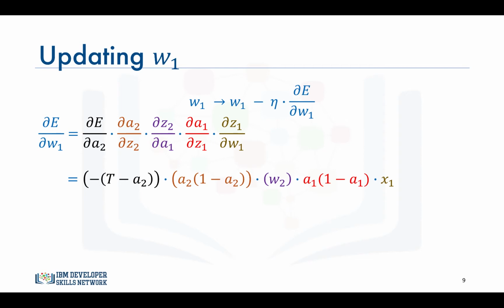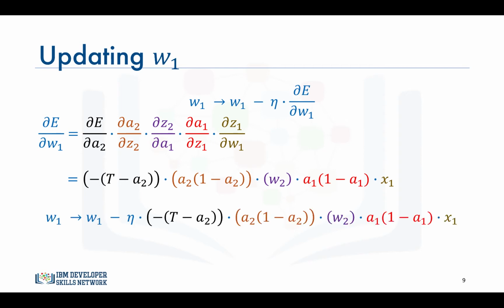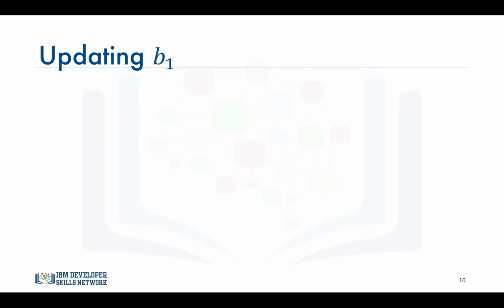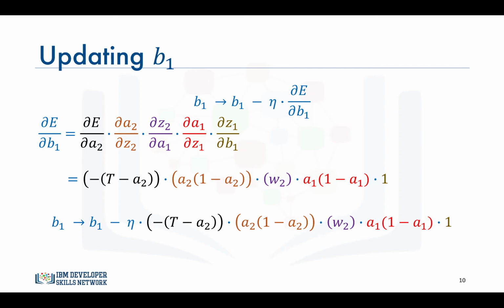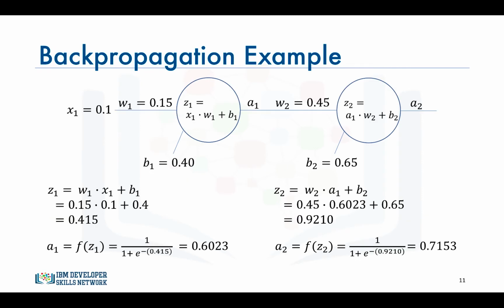Therefore, W1 is updated as per the following equation. Using the same approach, we figure out the expression to update B1. Now, let's apply backpropagation to our example from the forward propagation video.